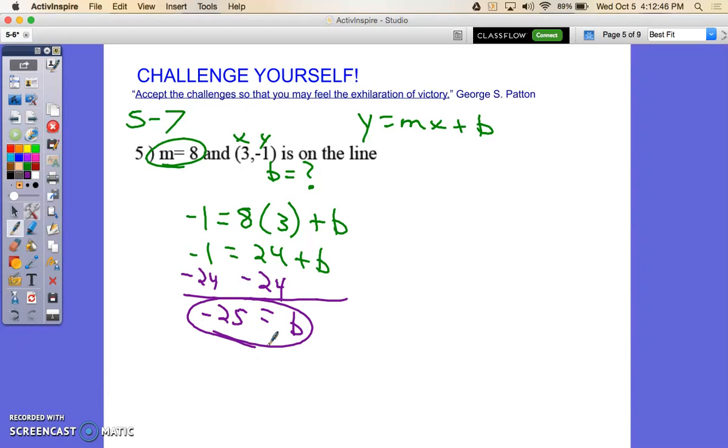Now, somebody tell me, how do I go ahead and write an equation of a line now? Well, as we saw in the last couple slides, I have an m, I have a b. All I need to do is go ahead and replace them in here, and my equation would be y = 8x - 25.